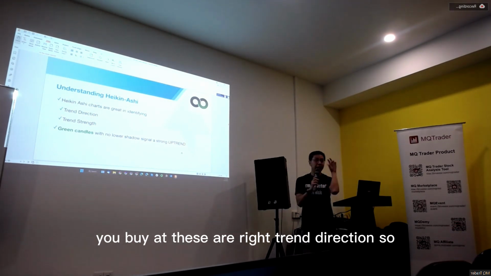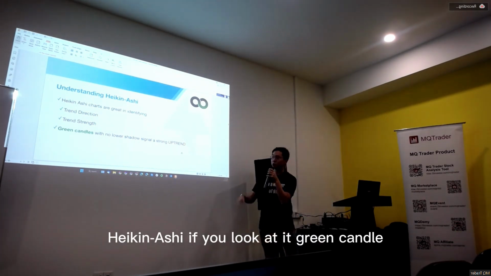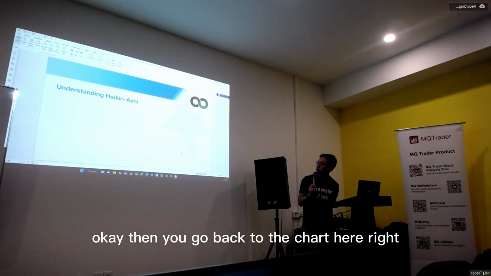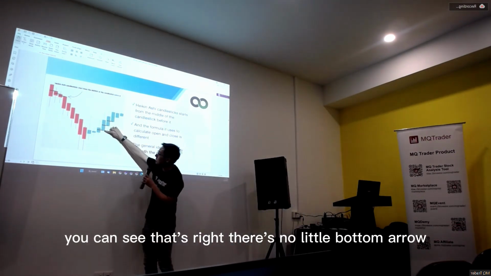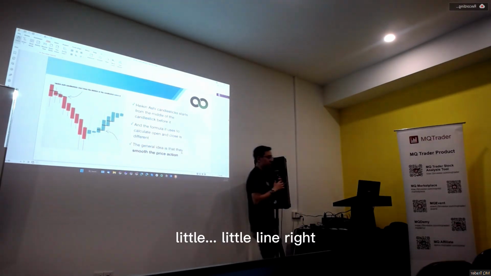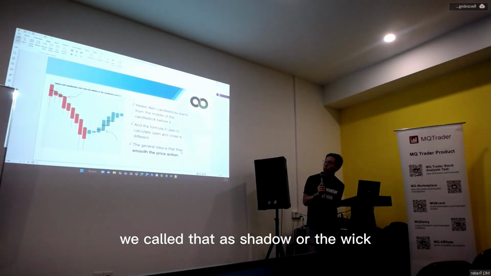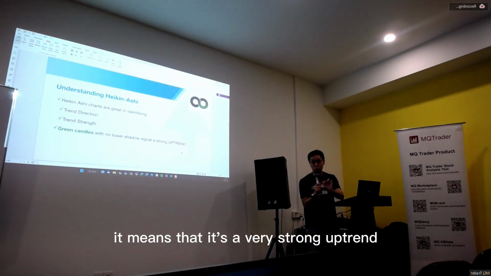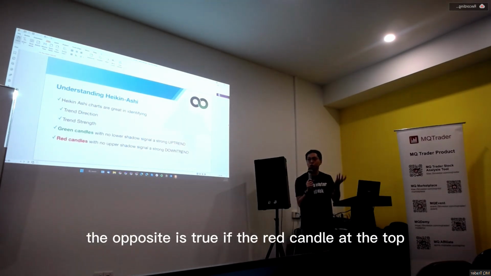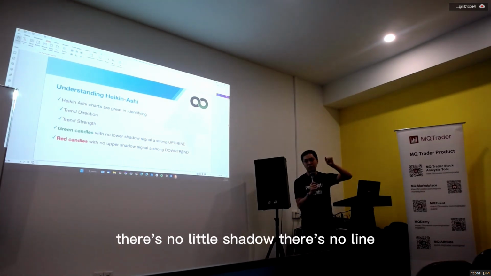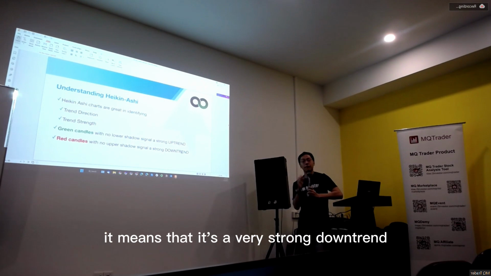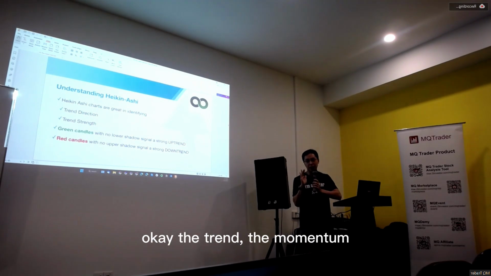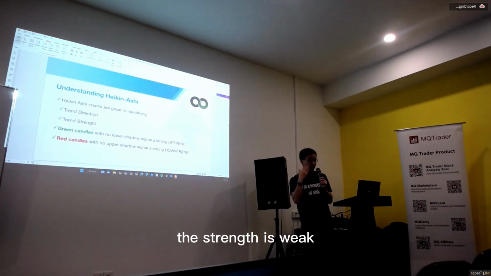The trend direction. So Heikin-Ashi, if you look at it, green candle with no shadow at the bottom. That means there's no wick. Okay, let me go back to the chart here, right? You can see this, right? There's no little bottom line. We call that the shadow or the wick. When there's no shadow or wick on a green candle, it means that it's a very strong uptrend. Okay? And then of course the opposite is true. If the red candle at the top has no little shadow, no line, it means that it's a very strong downtrend. Okay? If there's a lot of line up and down, then it means that the momentum, the strength is weak.